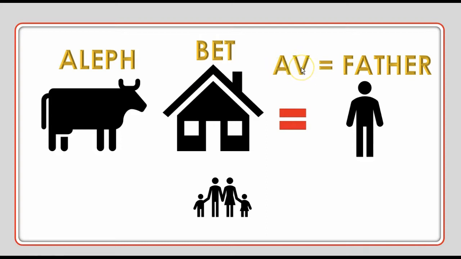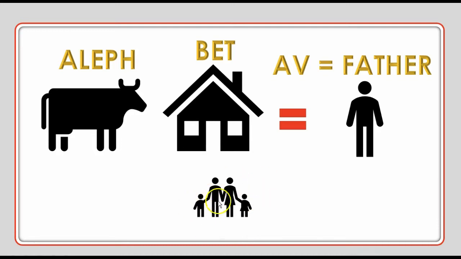The Bet makes a B or a V sound. It just matters how it's being used, but it equals the word father. So we say Avinu. Avinu means in Hebrew our father. But when we say Abba or Ab, it means father also. Or Abba means actually like daddy, papa. But it's an Aramaic term that was borrowed. But Av or Ab would be father in Hebrew.